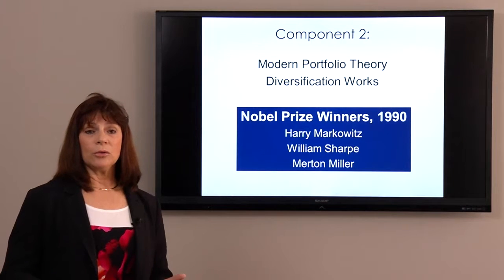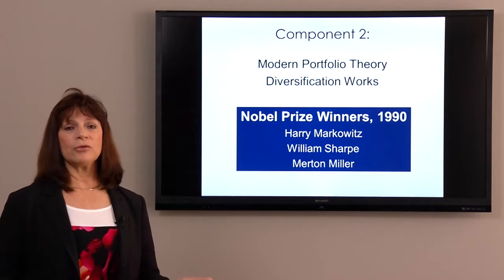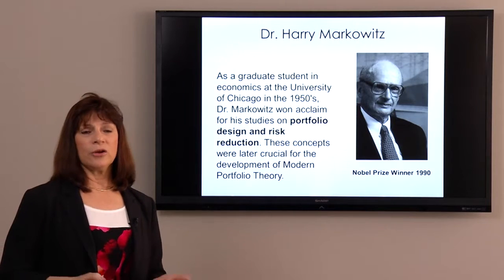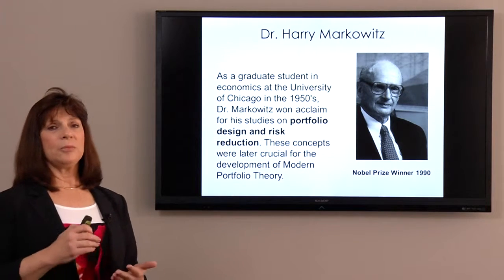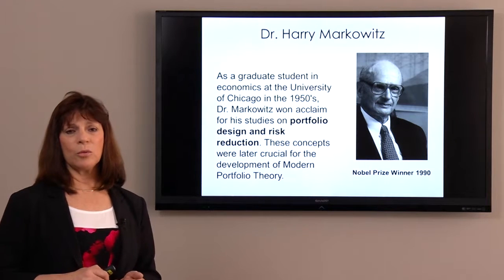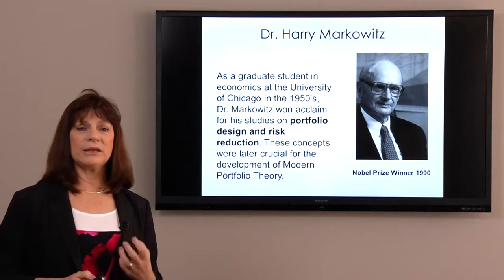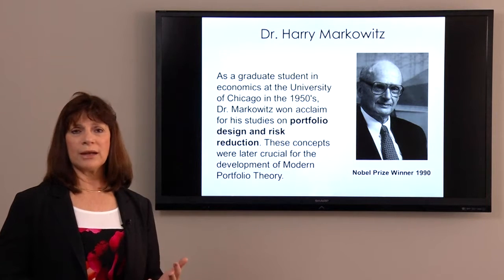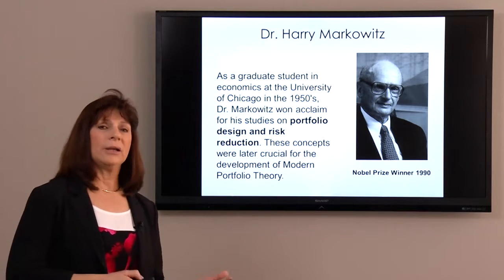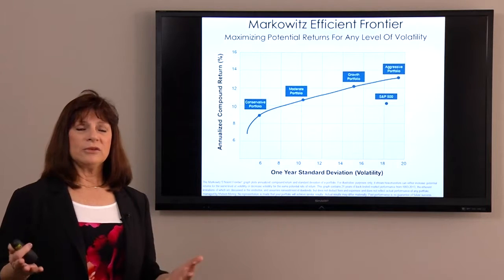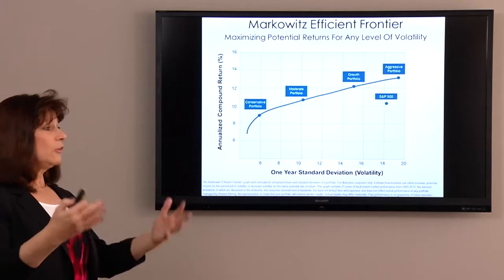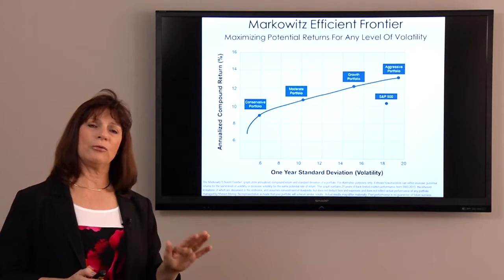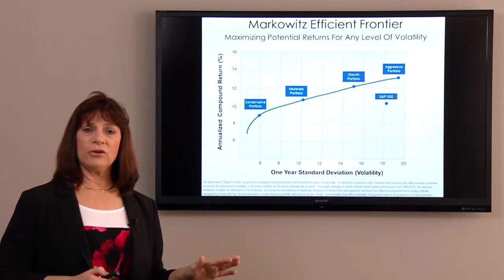So component 2, modern portfolio theory, diversification works. So that's Harry Markowitz, William Sharpe, and Merton Miller. So here's Harry Markowitz again, and his biggest contribution was on portfolio design and risk reduction, which is very important. Why would you take risks for which you are not compensated? How can we plan for that? And what he did was develop a graph that demonstrates all portfolios are going to fall below an efficient frontier.